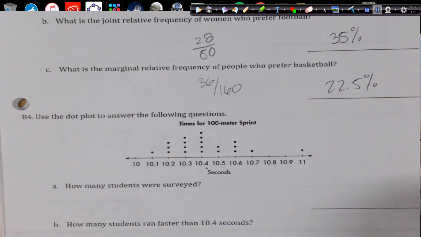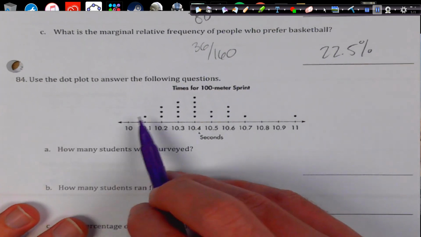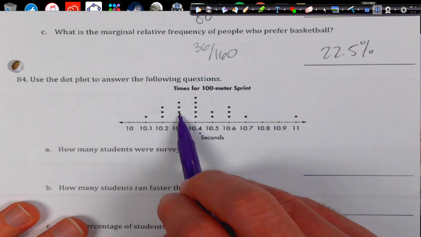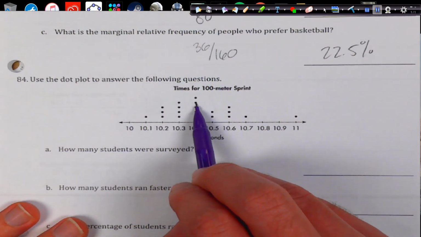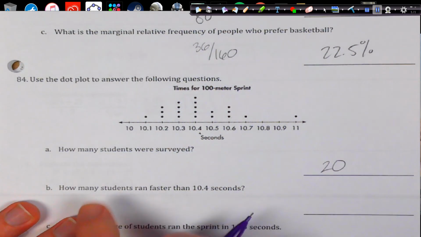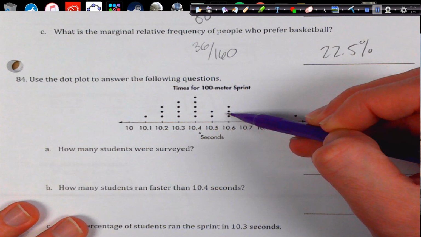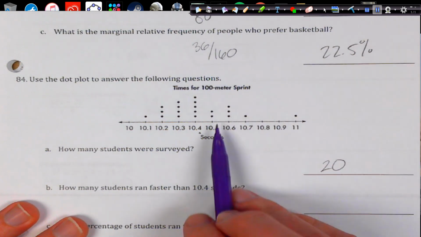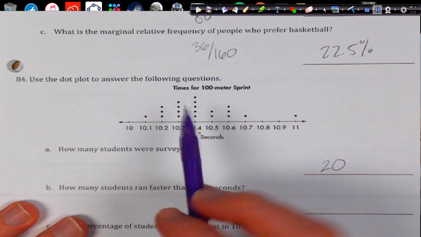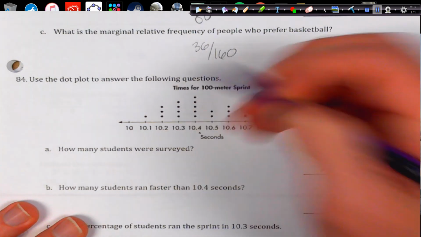Okay, use the dot plot to answer the following questions. How many students were surveyed? We just have to count them up. 1, 2, 3, 4, 5, 6, 7, 8, 9, 10, 11, 12, 13, 14, 15, 16, 17, 18, 19, 20. How many students ran faster than 10.4? So everyone over here, 1, 2, 3, 4, 5, 6. Or wait, that's slower. I apologize. We want to go faster. So 1, 2, 3, 4, 5, 6, 7, 8.